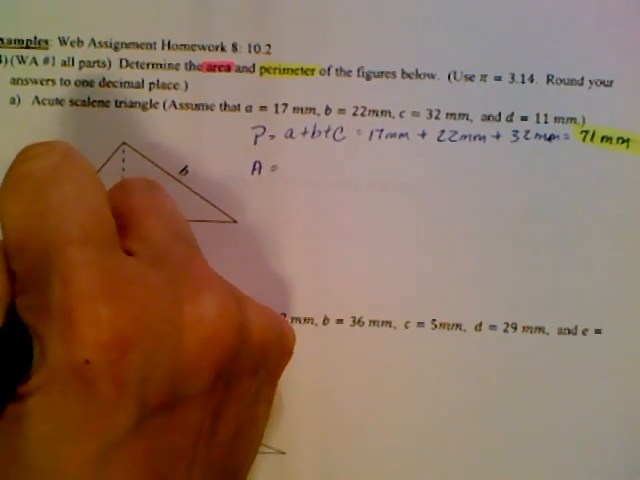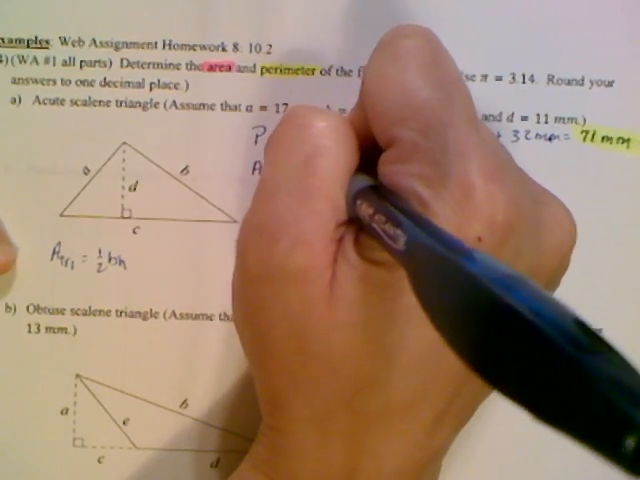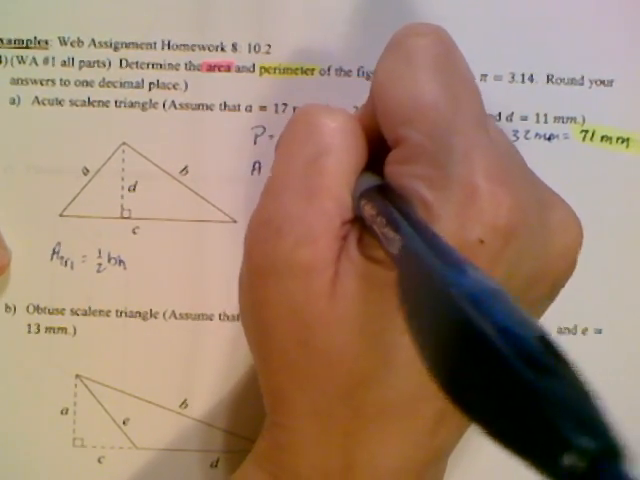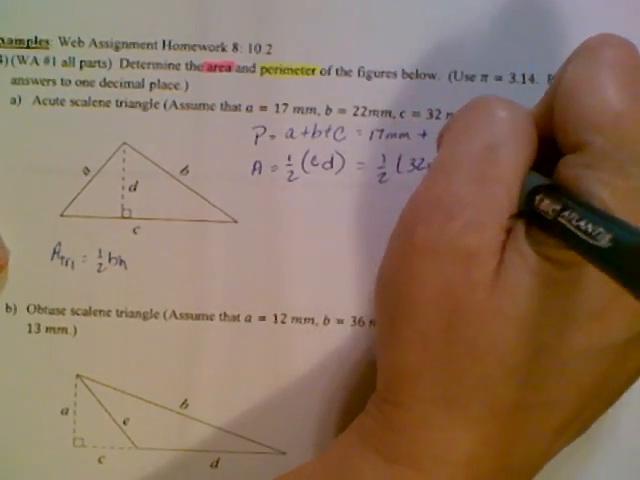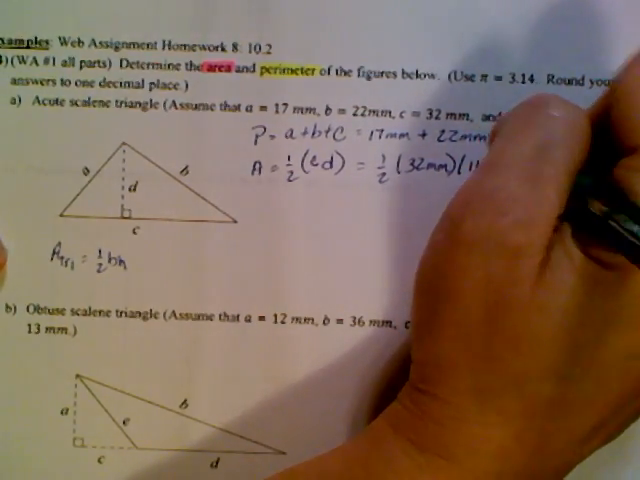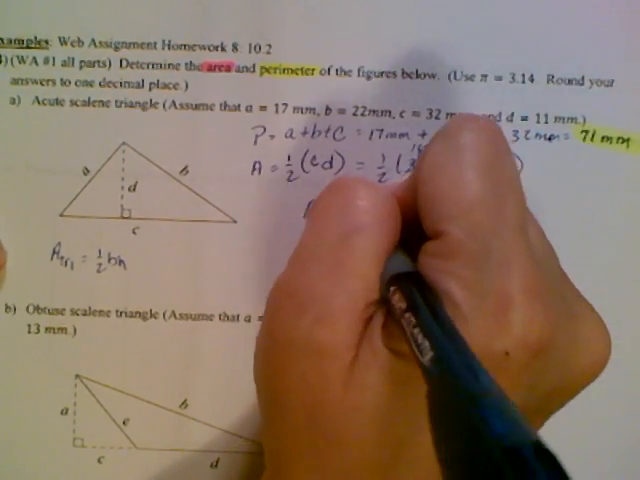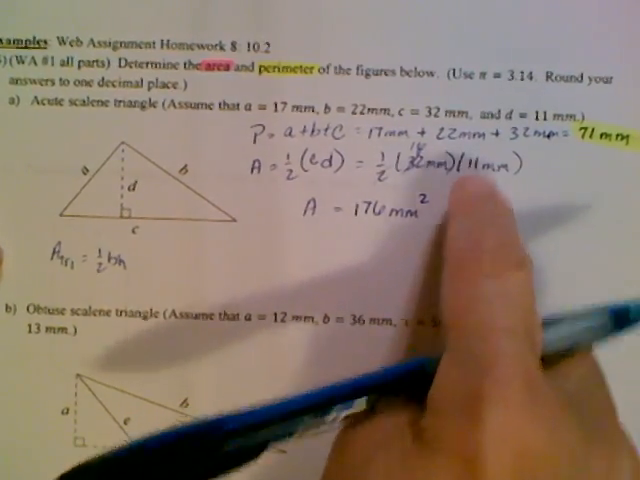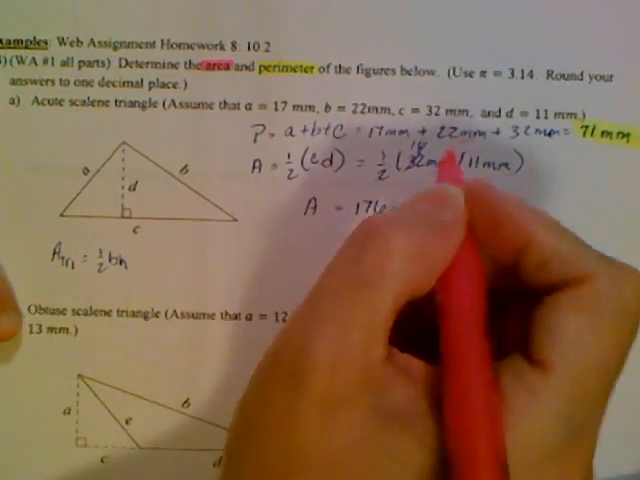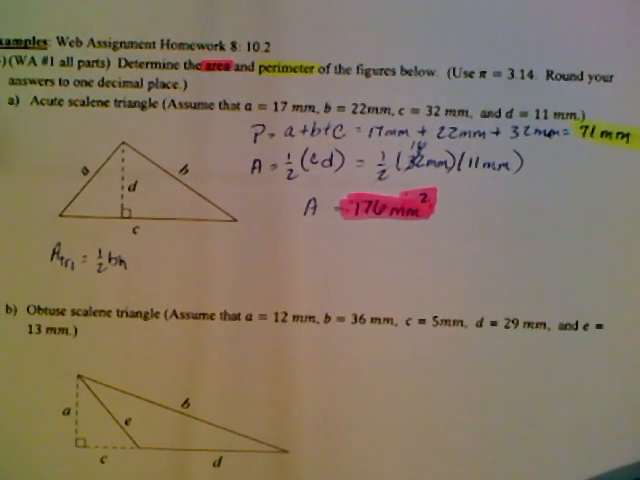The area: this shape is a triangle, so the area of a triangle is 1/2 base times height. So it's going to be 1/2, our base is C, and our height is D. So we're going to have 1/2 times 32 millimeters times 11 millimeters, which gives us an area of 16 times 11, which is 176 millimeters squared. I have millimeters times millimeters, that's millimeters squared. So our area is 176 millimeters squared.